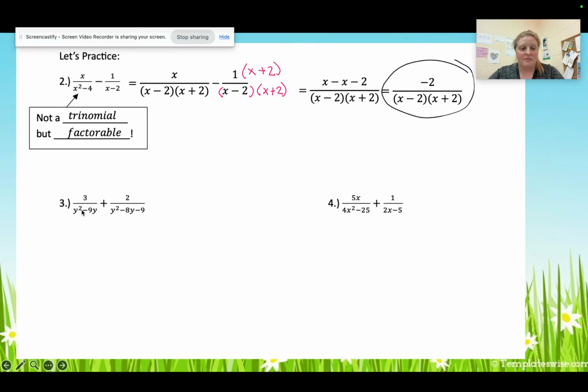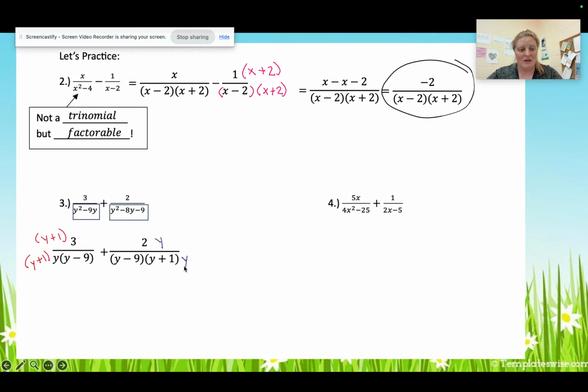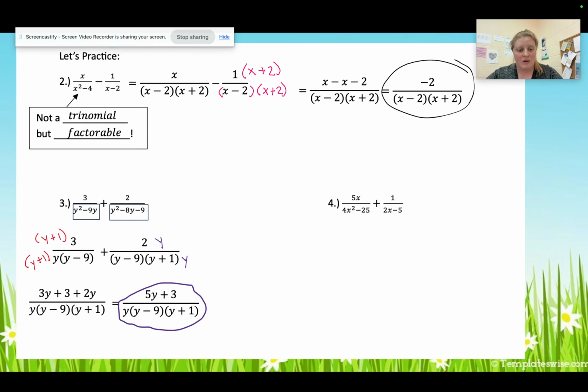Now, number 3, both of these denominators are factorable, so we want to factor them and see what they got in common. I can do the GCF method on the bottom, and I can use x method for the other bottom. And you can see they have a y minus 9 in common. So to get these to match up, the guy on the left needs a +1, and the guy on the right needs a y. Then we're going to do a little bit of distribute and combine like terms. We'll get 3y plus 3 plus 2y and clean it up a little bit, and that's your answer. Since the top doesn't factor, I can't do any crossing out, so no simplifying.